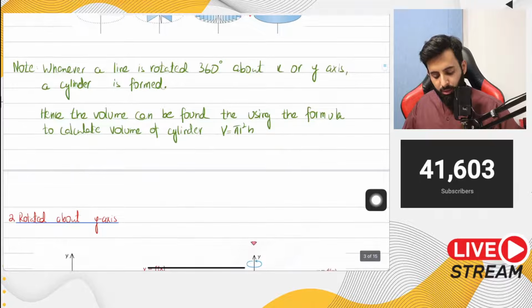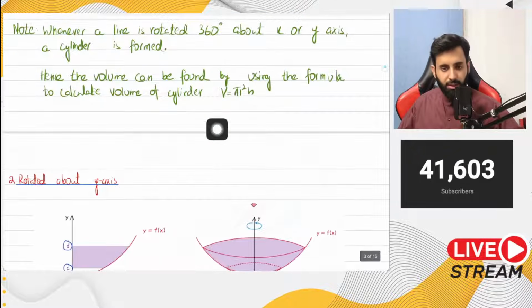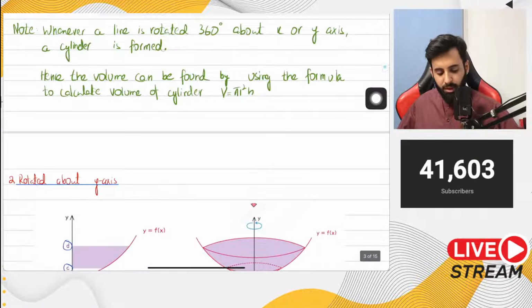Okay, so the volume can be found by using the formula to calculate the volume of a cylinder. Okay, more about this later. When we do an example question, then you will know exactly what I'm talking about.